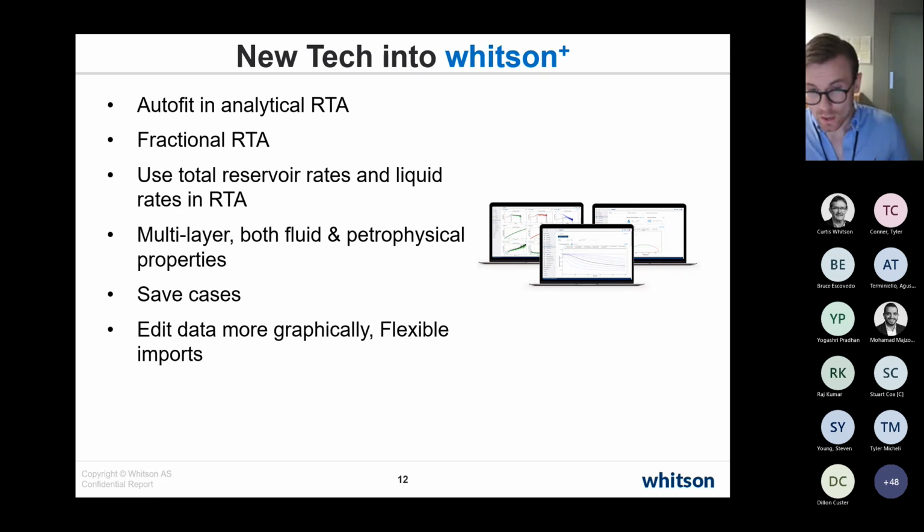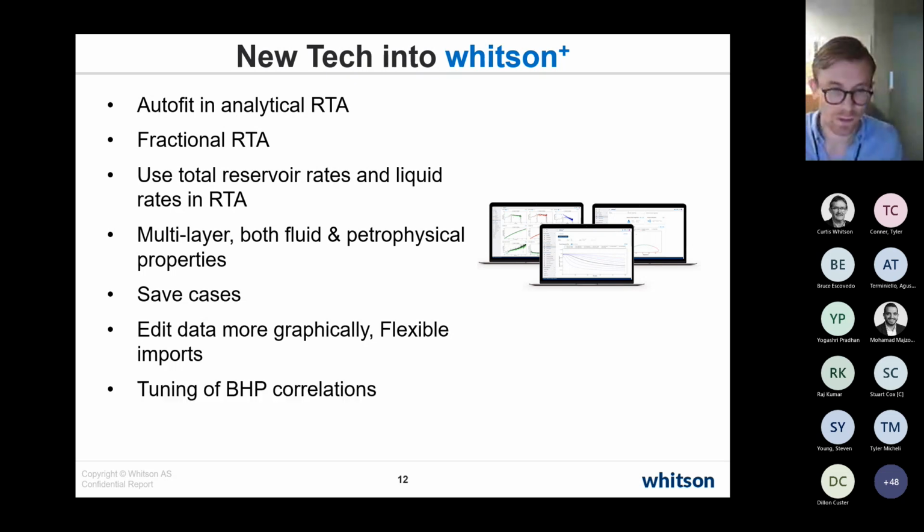A lot of things related to how we can graphically, in a more simplified manner, edit data is also coming in that release, together with the ability to tune your BHP correlation to actual measured data and apply those tuned coefficients to all the data set. There will be a detailed communication and video, etc., on this later this week, so just stay tuned for some of that.